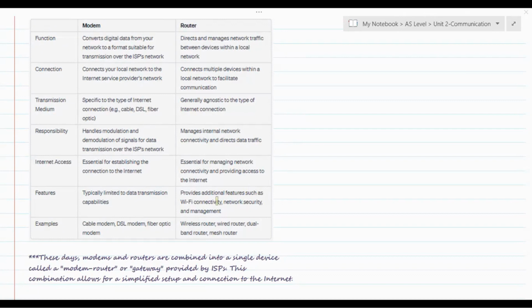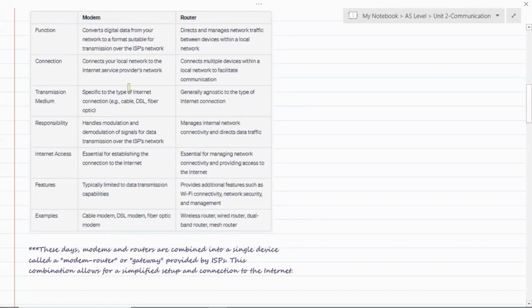So what is the difference between modem and router? I have put all these differences in the form of a table here. Modems convert digital data from your network to a format suitable for transmission over the ISP network. However, routers direct and manage network traffic between the devices within a local network. When it comes to connection, modem connects your local network to the internet service provider's network, and router connects multiple devices within a local network to facilitate the communication amongst them.